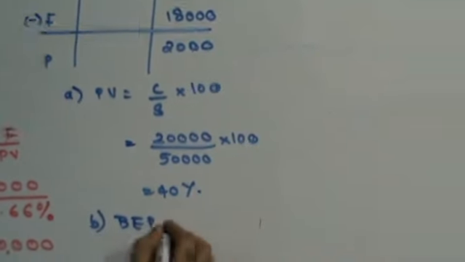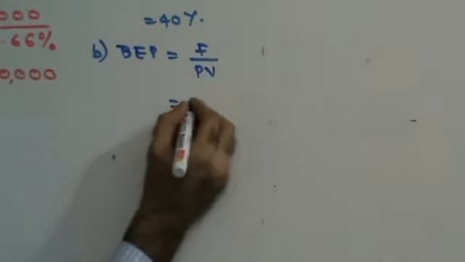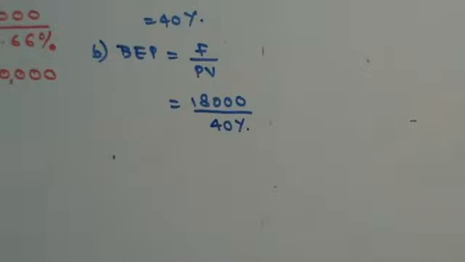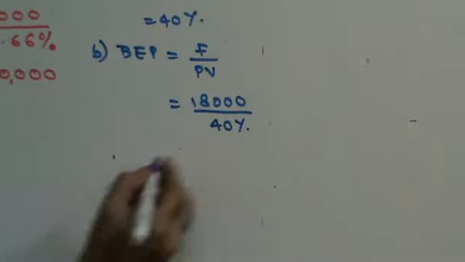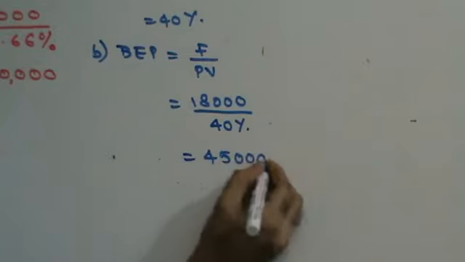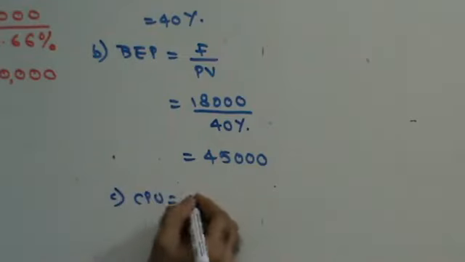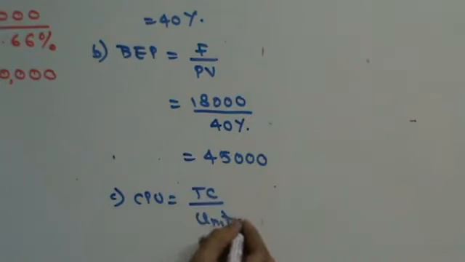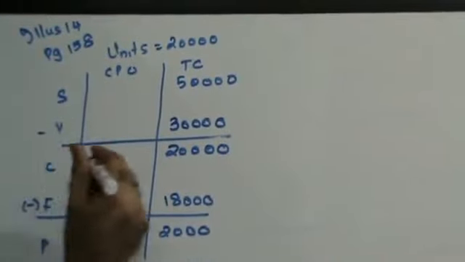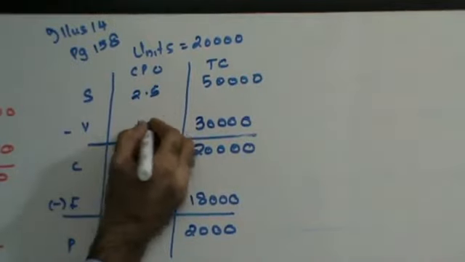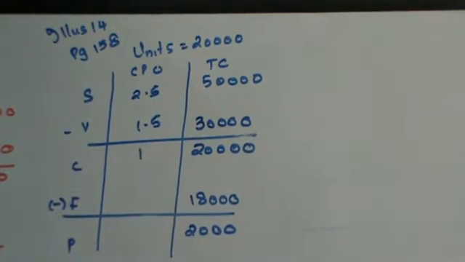Next, they have asked you to find out BEP. BEP is F upon PV. F is 18,000 upon 40%, 45,000. Right? Now, we already know TC, so I can find out CPU. CPU is nothing but TC divided by units. So now I'm going to find out the CPU for all of them. So this is going to be 5.2, 2.5. This is 3 upon 2, 1.5. This is 1. Right? Okay.